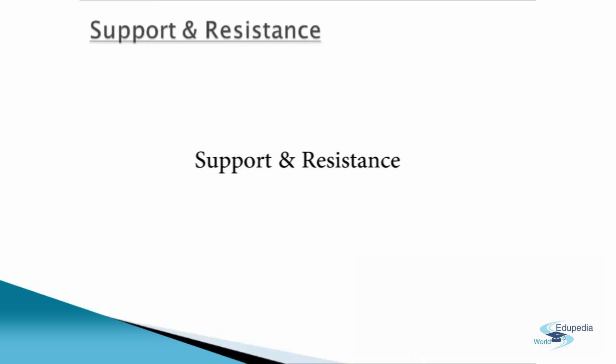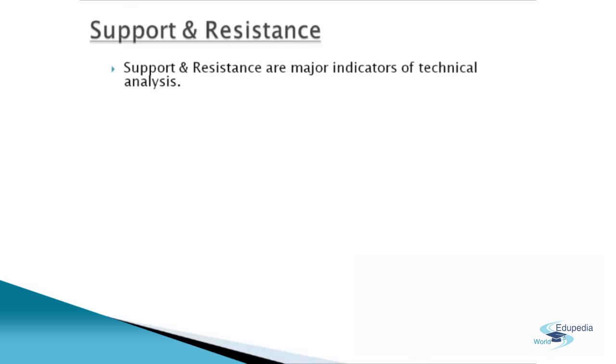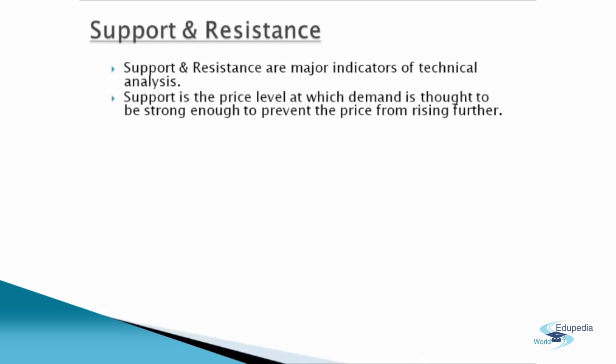So let's understand what support and resistance mean as far as the securities market is concerned. Support and resistance are basically the major indicators of technical analysis. Support is the price level at which demand is thought to be strong enough to prevent the price from rising further. That's the kind of definition which can be presented as far as the securities markets are concerned.